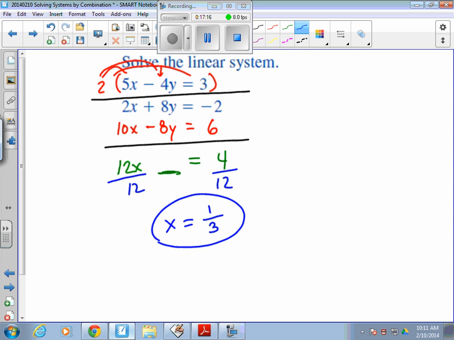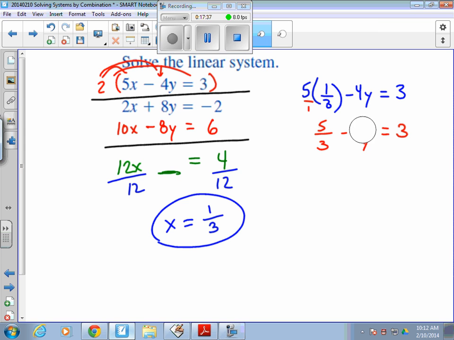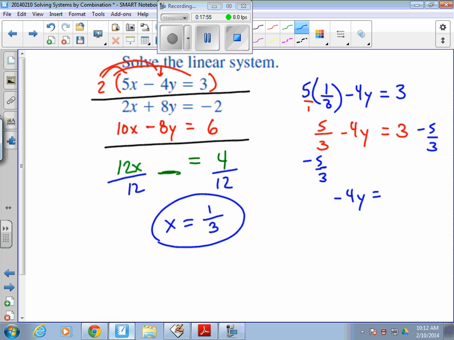Again, it doesn't matter which equation you plug 1/3 into. If I plug it into the top equation, 5 times x, or 5 times 1/3, minus 4 times y equals 3. Multiply straight across. 5 times 1 is 5. 1 times 3 is 3. Minus 4y equals 3. Not minus 4 over y. Minus 4y. Get rid of positive 5 over 3 by subtracting 5 over 3 on both sides. So now you have negative 4y equals 3 minus 5 over 3, or minus 1 2/3.